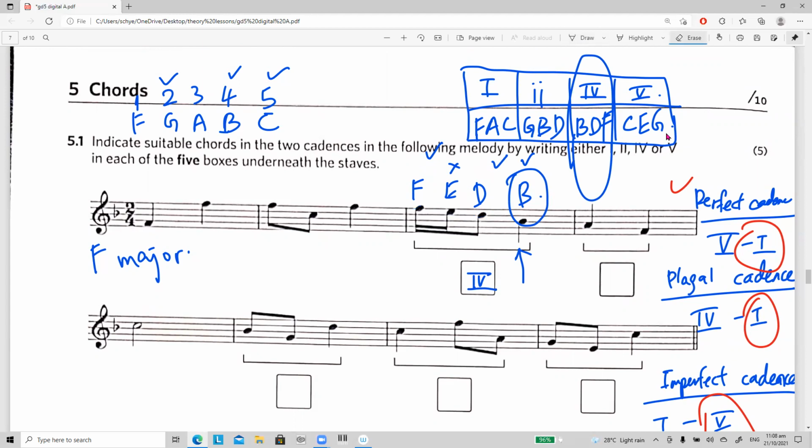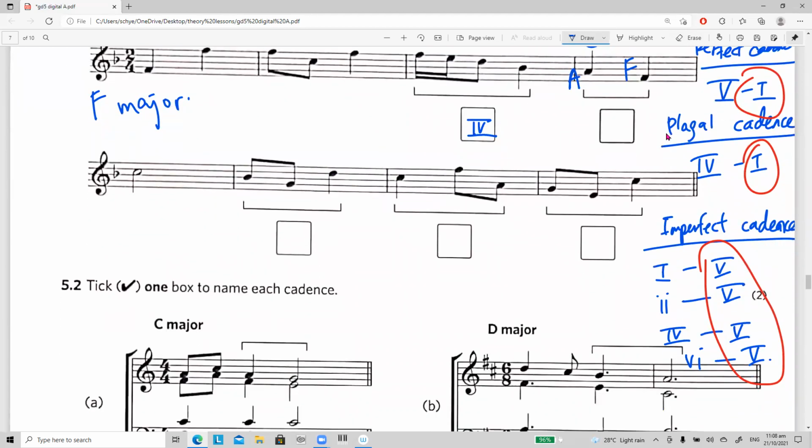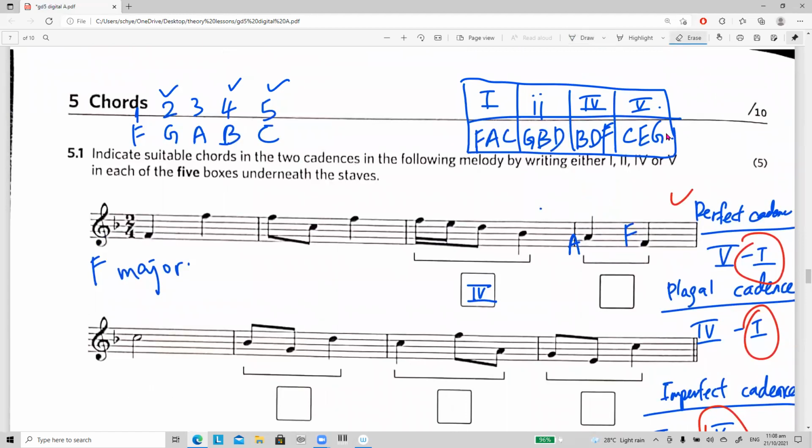Next one is A and F. This is A, this is F. As I mentioned just now, this can be the ending of the phrase, so it can be 1 or 5. Which one contains F and A? Apparently chord 1 has F, A, C. So in that case, this is your answer. So the first cadence, 4 to 1, is a Plagal cadence. So the first phrase ends with a Plagal cadence.